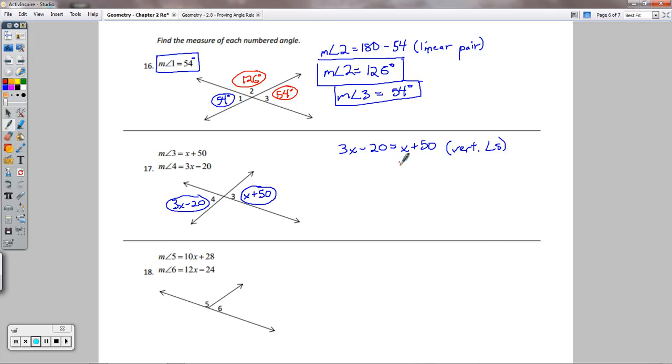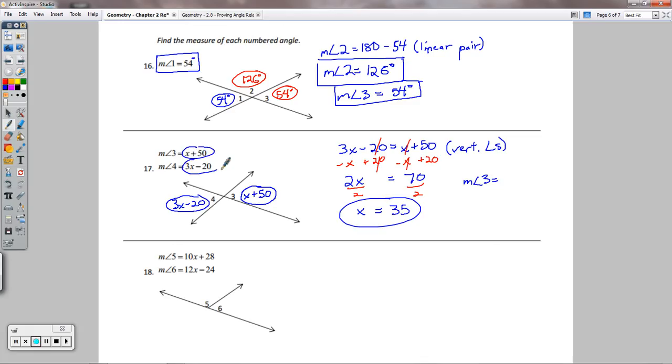Then I'm going to get x by itself, solve for x. I think this is the easiest way to go about doing that. You've got the x is going to cancel here and here, the 20s here and here. 2x equals 70, divided by 2. And that gives you that x equals 35. Not a final answer. This is important though. I'm going to use that now to determine the measure of angle 3. Plug it in right into this. Plug it in for 4 right into that.